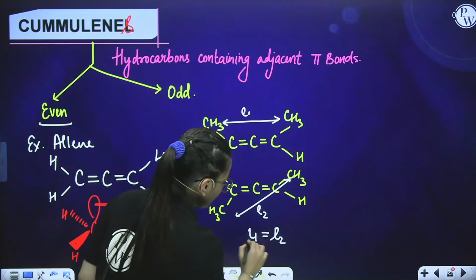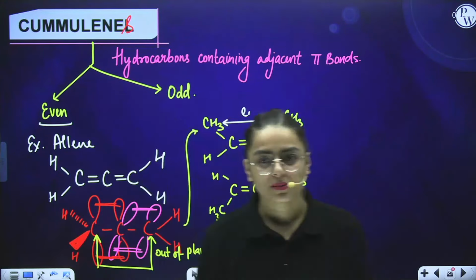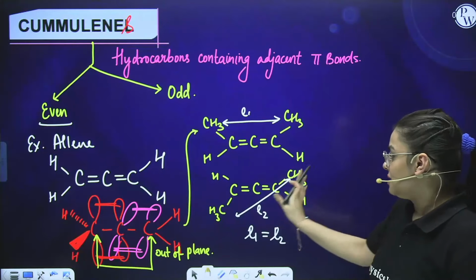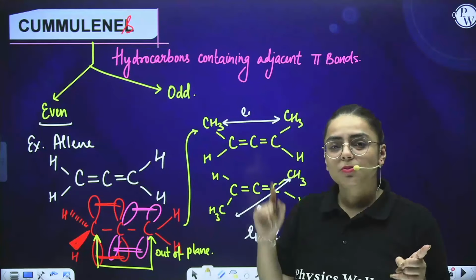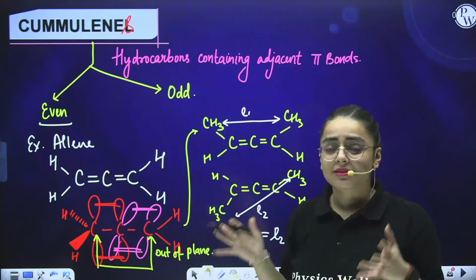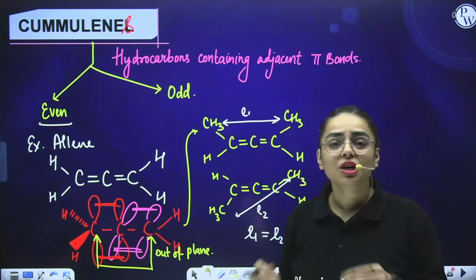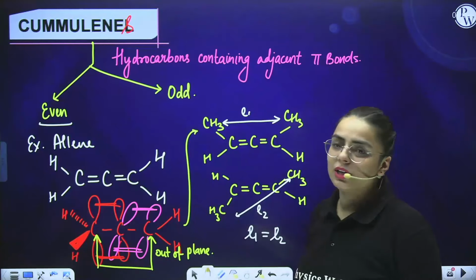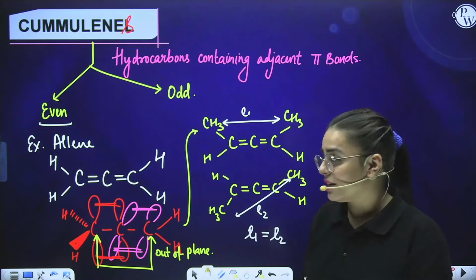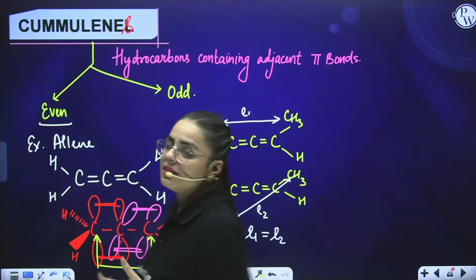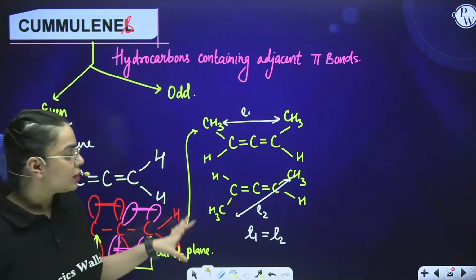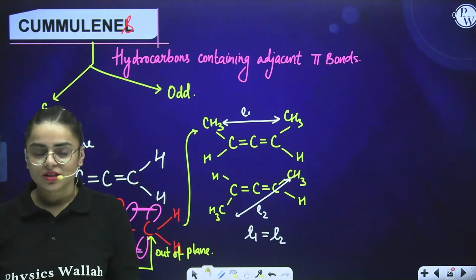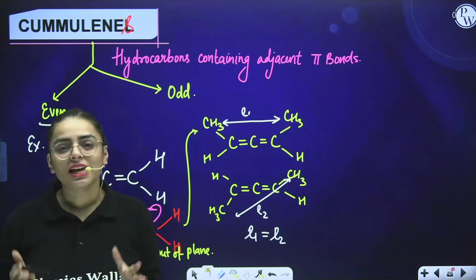How, students? Because both of these carbons which are present at the terminals are out of the plane, hence the distance between them is equal. Now as I told you in geometrical isomerism at the start, the distance of the similar groups should remain different. L1 should not be equal to L2, then it is referred to as a geometrical isomer, but here L1 is equal to L2, so here it will not exhibit geometrical isomerism, students. Is it clear to you how I can say that L1 is equal to L2?